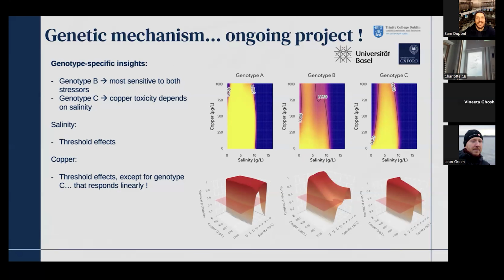And for one of the genotypes, genotype C, copper toxicity depends on salinity. We saw some threshold effects for salinity for all the genotypes. Same thing with copper, except that genotype C responds linearly to copper. So it means that different genotypes will respond differently, and the performance curve will be quite different according to the genetic background and the clone that you're using. And this is what I will be working on in the future.